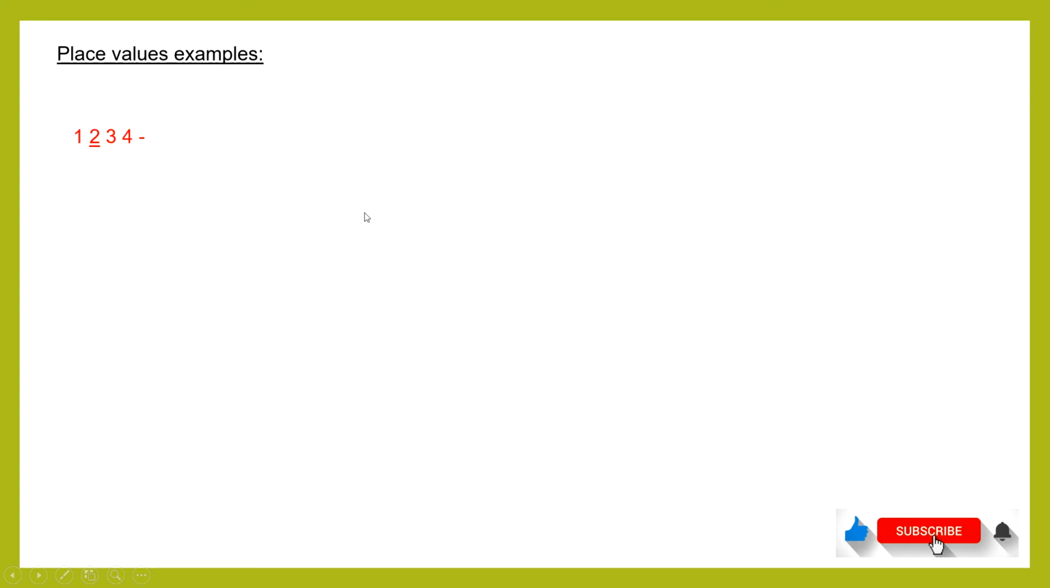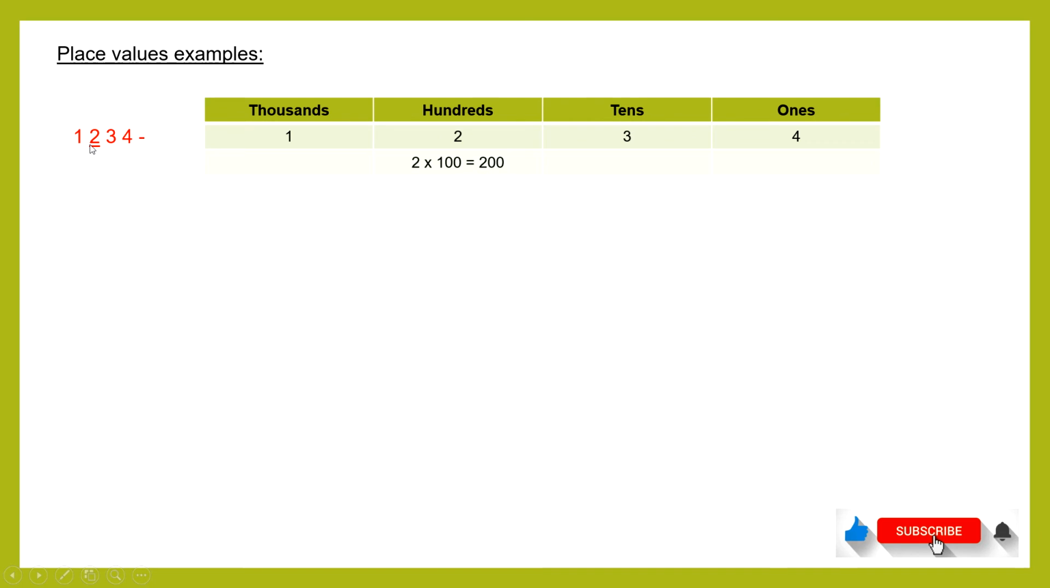Now we'll see some place value examples. So here is the number 1234. We'll try to find out the place value for 2. So we kept this chart, and 2 is at hundreds place. We multiply 2 with 100 and we get 200. This 200 is our place value. For 3, if we multiply 3 with 10, we get 30 as its place value.